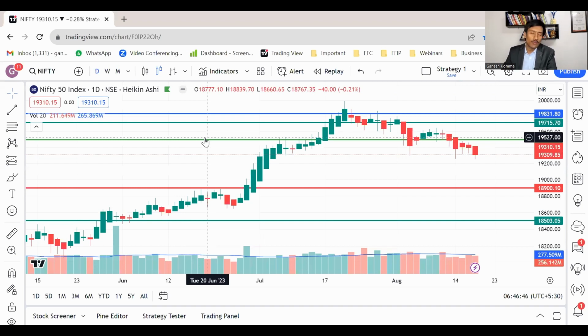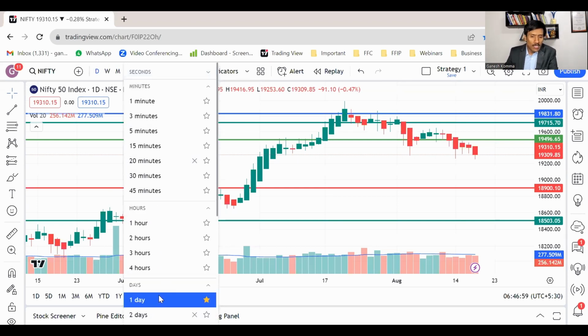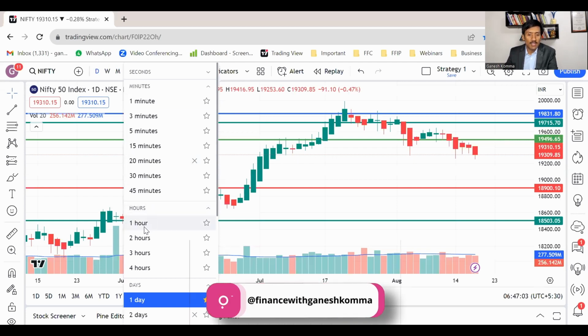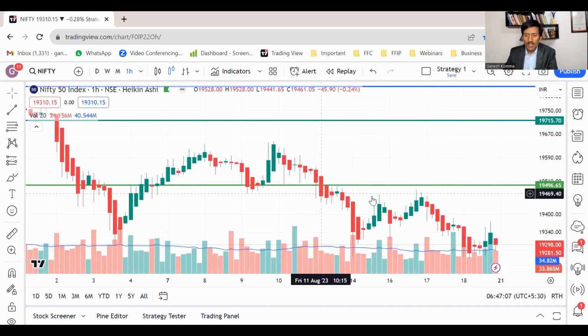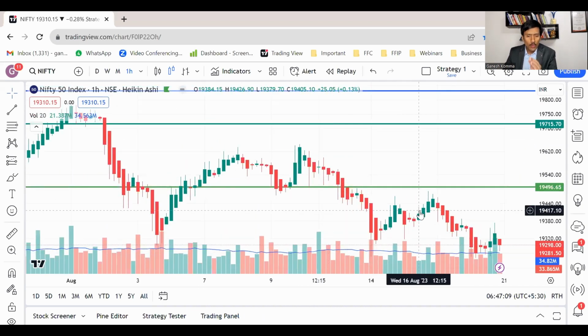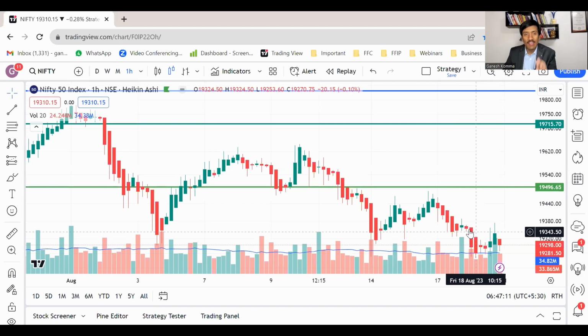But yes, for all the members who are doing intraday or who have higher risk, when you look at a lower time frame, yes, you can go to the hourly chart, or into a minutes chart. So if I look at an hourly time frame, you get the candles hour by hour.